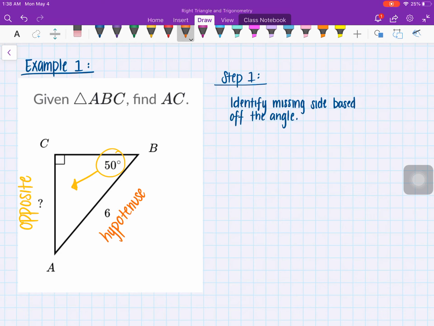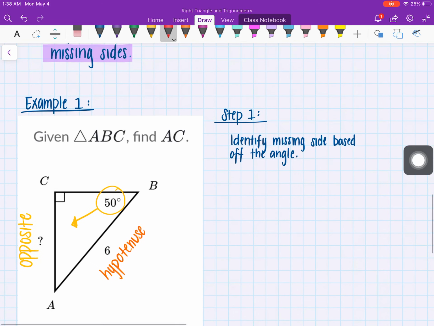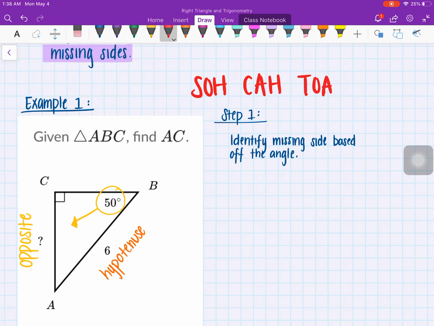So based on this, we're given opposite over hypotenuse, and I'm going to write again our SOHCAHTOA. And since we're given opposite and we're given hypotenuse, it should be OH. So in this case, we're going to be using our sine ratio, our sine function.